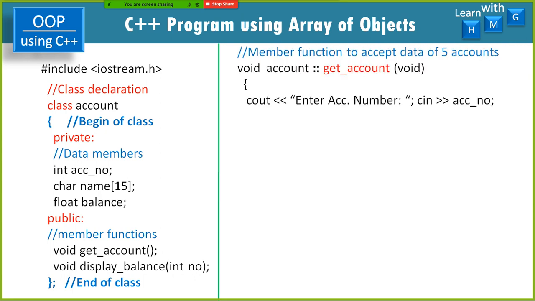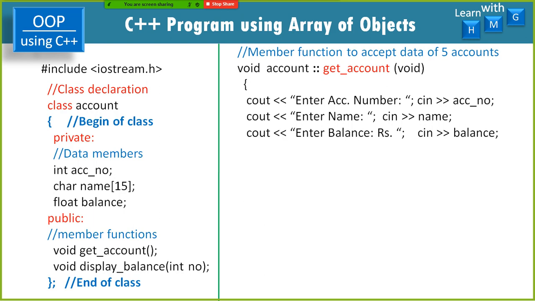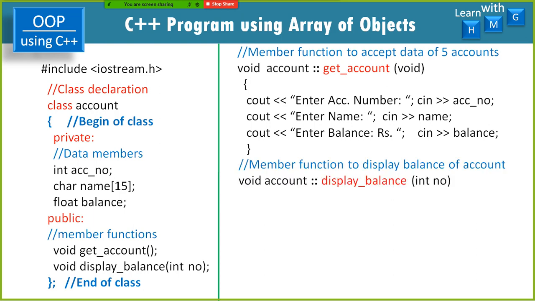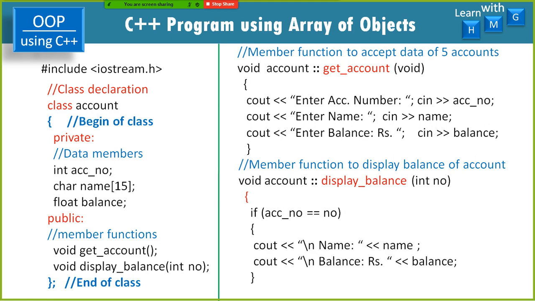And in the get account function we accepted account number, name and balance using cin account number, cin name, cin balance. And in display balance we have accepted NO as argument, and we have searched whether this value of NO is equal to the account number. If this condition is true, then we have displayed the name and balance of the particular account.